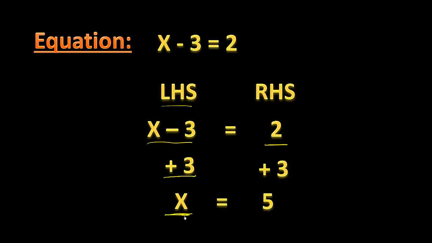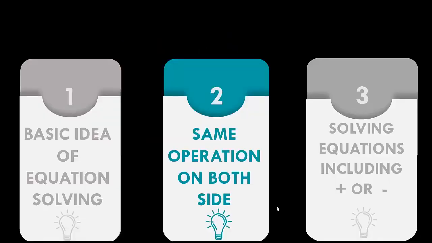Now, as we know, we're gonna have to do the same operation on both sides, so I've added 3 on the right hand side also. So I got 5. So from this, we know that x is equal to 5. So when I add x minus 3 plus 3, it turns out to be x, and when I add 2 and 3, I get 5. So now, let's summarize how to perform the same operation on both sides.